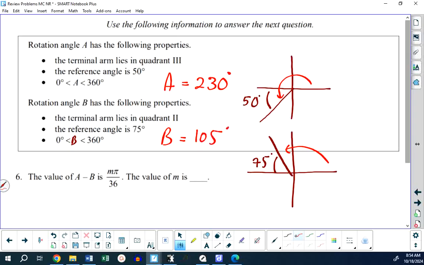Now, that part of the question, just getting to this point where we know what angle A and angle B are in degrees, is really a Math 20 question. So we have to do all this preliminary Math 20 work before we can get to the Math 30.